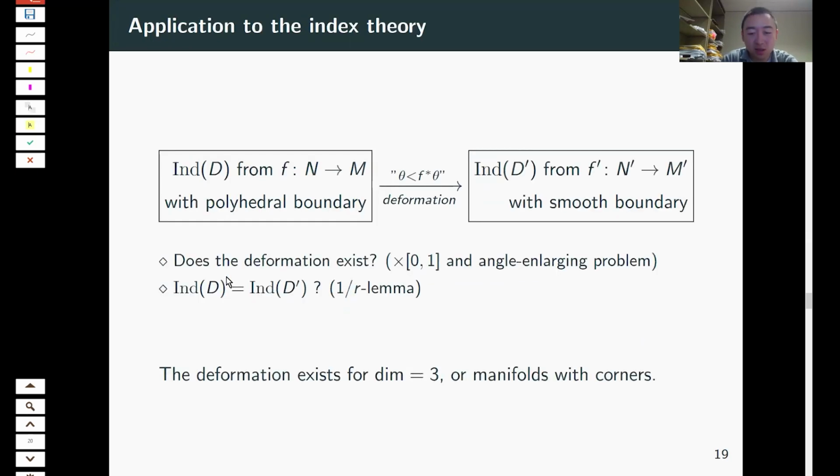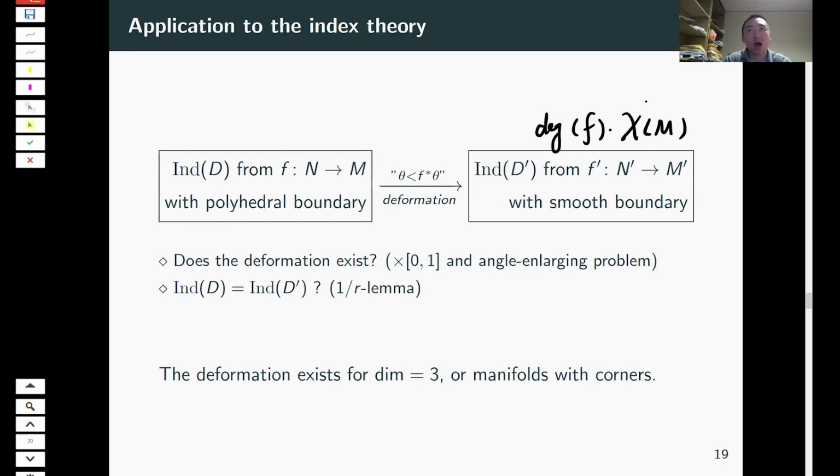To compute the index, our idea is to use a homotopic invariance. Originally, we have the data from N to M with polyhedral boundary. And the right part is something we already know. It's written in the paper of John Lott, saying that if the manifolds are manifolds with smooth boundary, then the index is, in fact, equal to the degree of F times the Euler characteristic of M.